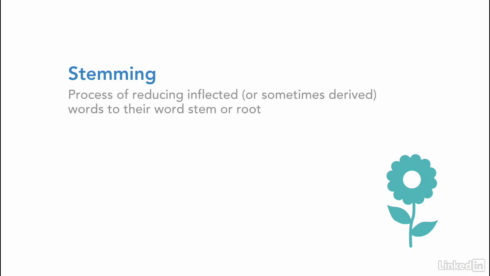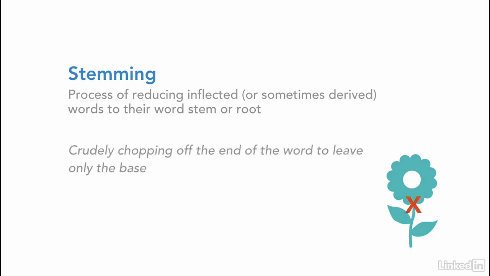Let's start with stemming. So what is stemming? The formal definition of stemming is the process of reducing inflected or derived words to their word stem or root. More simply put, the process of stemming means often crudely chopping off the end of a word to leave only the base. So this means taking words with various suffixes and condensing them under the same root word.